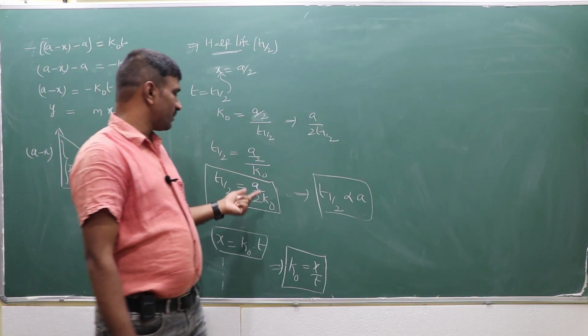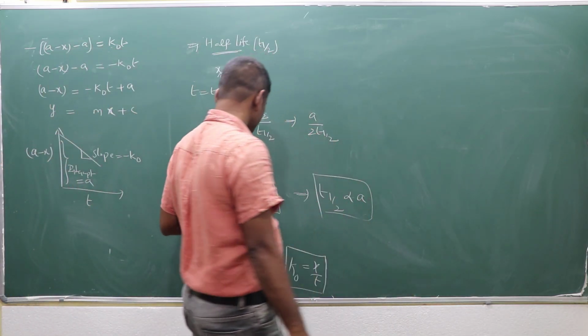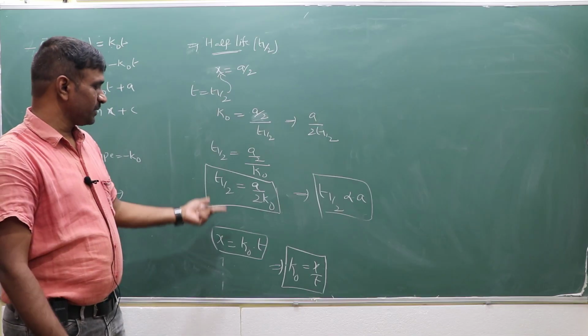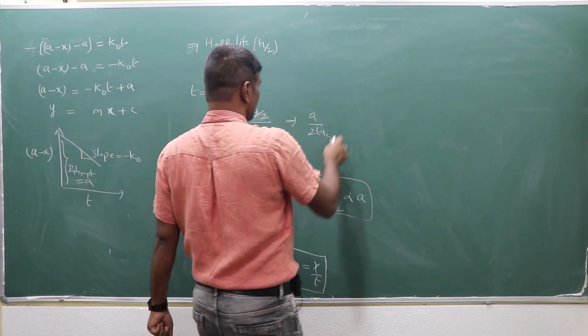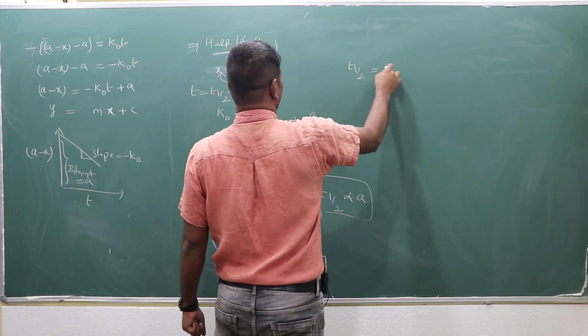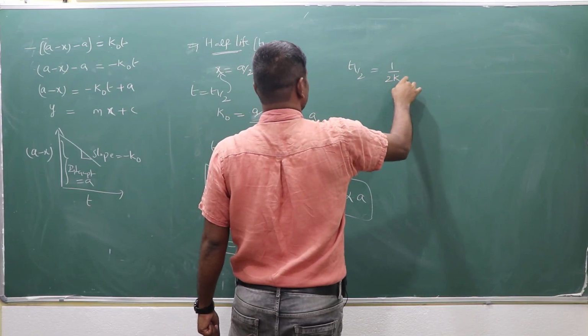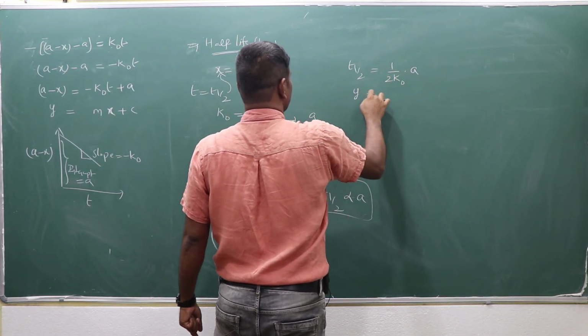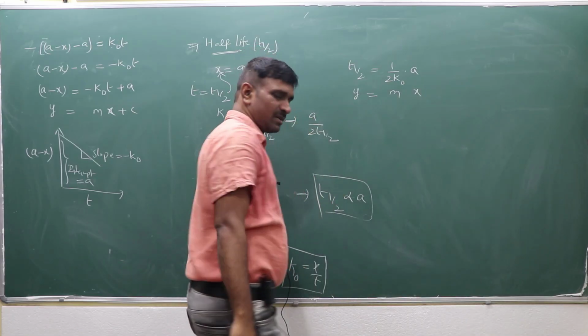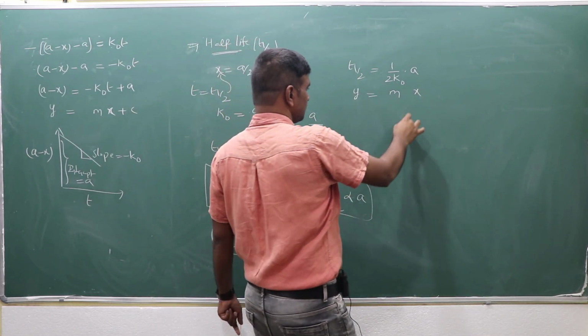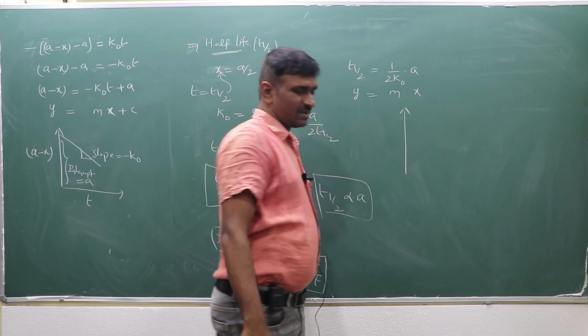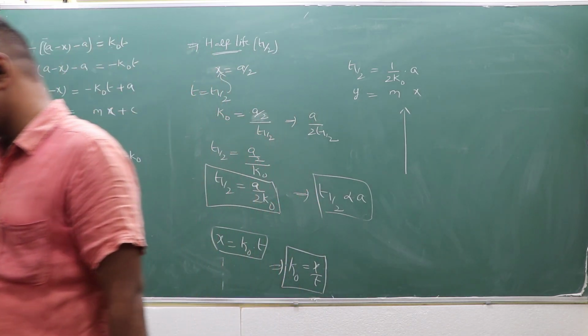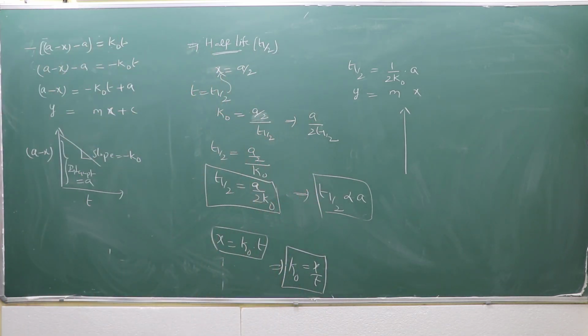And a by 2 k naught. Based on this, t half is equal to a by 2 k naught. So suppose this is 1 by 2 k naught into a. This is a y is equal to mx type graph. In the y-axis, what do we have to use? In y-axis is t half, and x-axis is what? A.